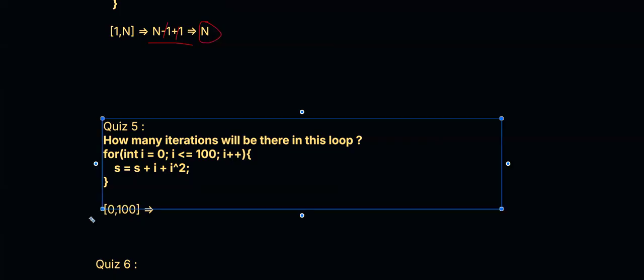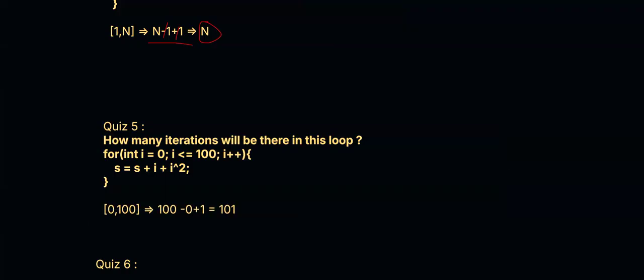Now we can say we will use the same method, n minus 1 plus 1, which we used last time. So here, if we use 100 minus 0 plus 1, it should be 101. It should be 101. This is a little bit of a catch because we started from 0.